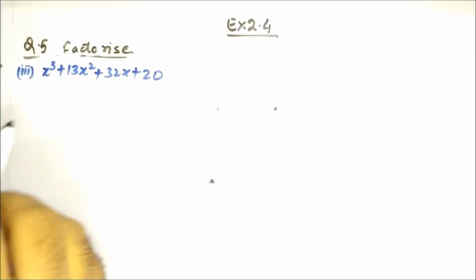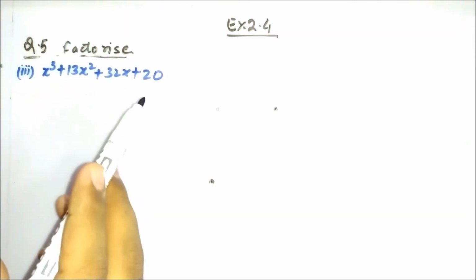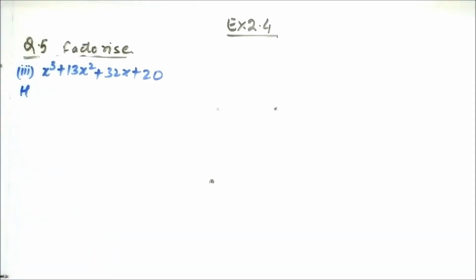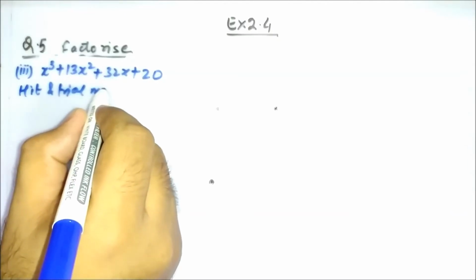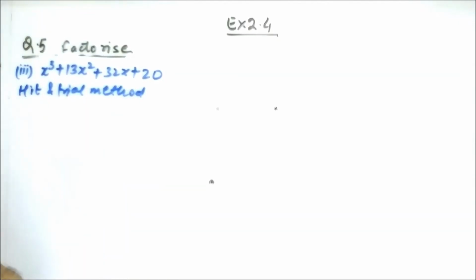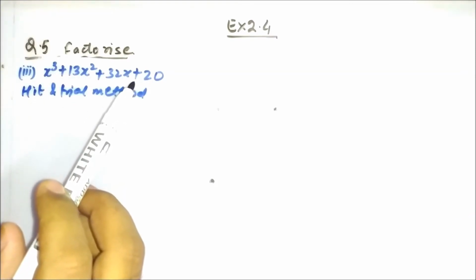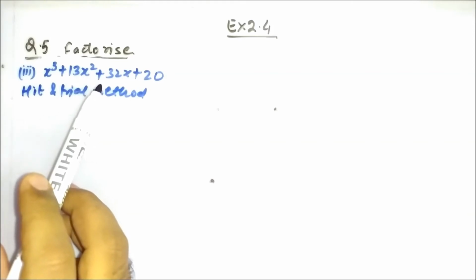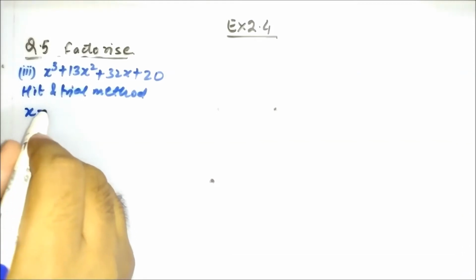The third part of this question is x cube plus 13x square plus 32x plus 20. Again, first we are going to use the hit and trial method. If you see here, all the terms are positive, so definitely if you take x is equal to 1, it will never be 0. So we are going to try with x is equal to minus 1.